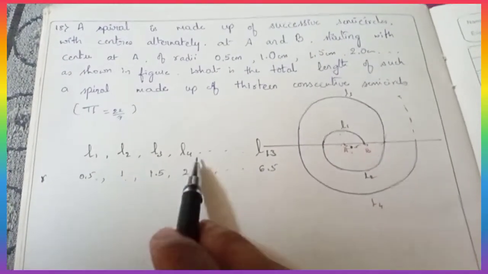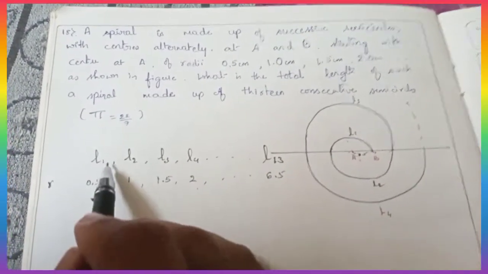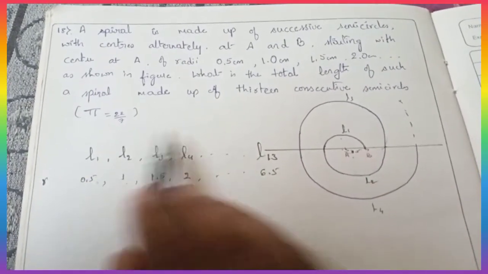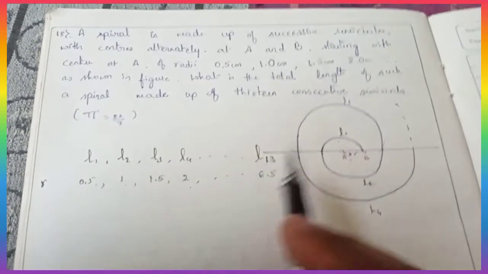These 1, 2, 3, 4 are nothing but the values of n. N means first term, second term, third term, fourth one, fifth one. So how many lengths are there? Up to 13 lengths are there. So n is equal to 13.